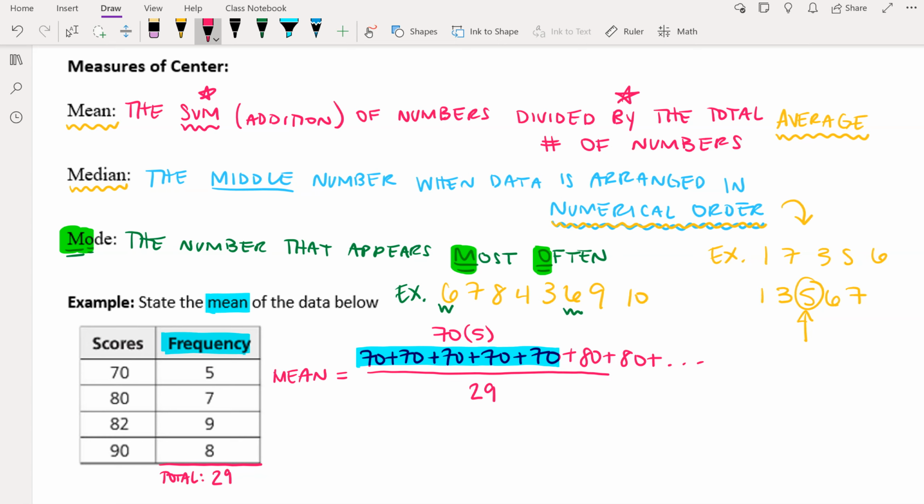So we can do that for all of these. We're going to do 70 times 5, 80 times 7, 82 times 9, and 90 times 8. So you can think of these as multiplying in the numerator with the frequency. But we're adding up the total number of test scores still. So we're going to do 70, and there's 5 people who scored a 70, plus 80, and then there were 7 people who scored an 80. Oops, I don't know why I wrote 70. 7 people who scored an 80, plus 82, and there were 9 people who scored an 82, plus 90, and there were 8 people who scored a 90.